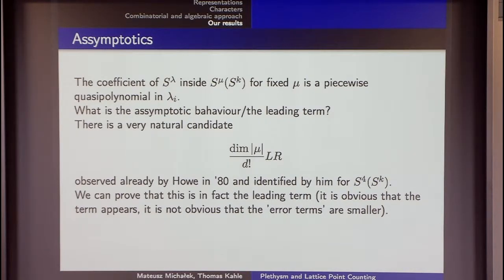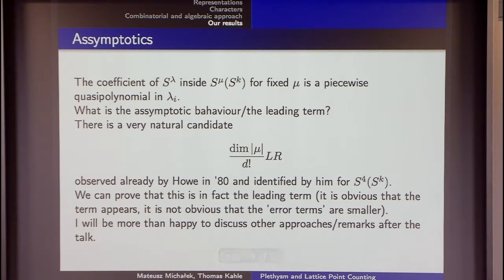So we also prove it. And I will be very happy to discuss with experts, because maybe I still believe that there should be a very easy, not combinatorial, but a representation theoretic proof of that.